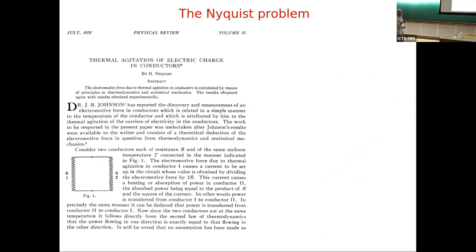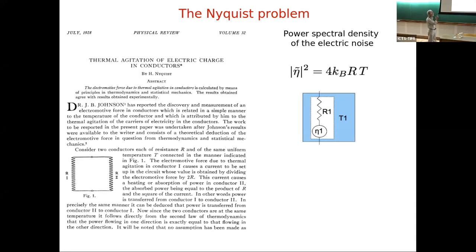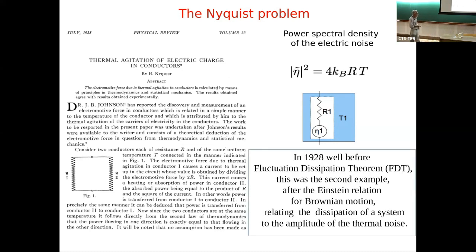This is just a picture, and there is another point that is interesting, probably less known to people working in soft matter. Well before the appearance of the fluctuation-dissipation theorem, Nyquist found, with a thermodynamic argument on two interacting conductors, that in any electrical conductor there is a noise whose spectral density is given by 4 k_B T R, where R is the ohmic resistance of the conductor and T the temperature at which the conductor is held. This was just a few years after the Einstein relation on Brownian motion.